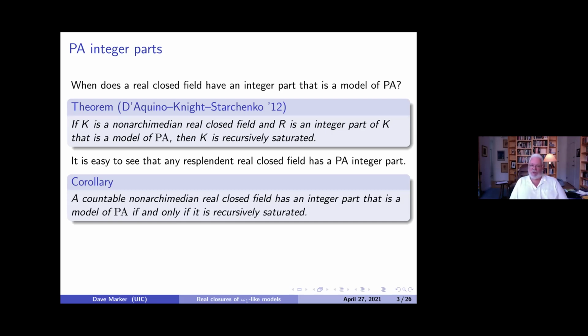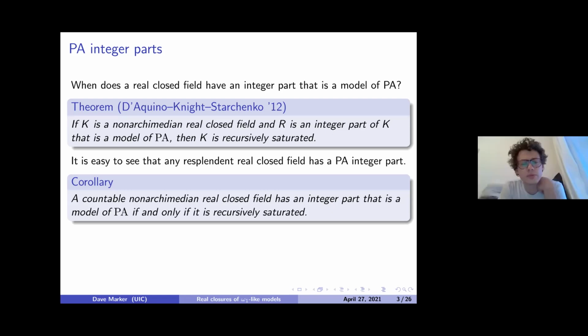And if we also assume countability, recursive saturation and resplendence are the same. So this gives a characterization for countable non-Archimedean real closed fields. There's going to be an integer part that's a model of PA if and only if the field is recursively saturated.